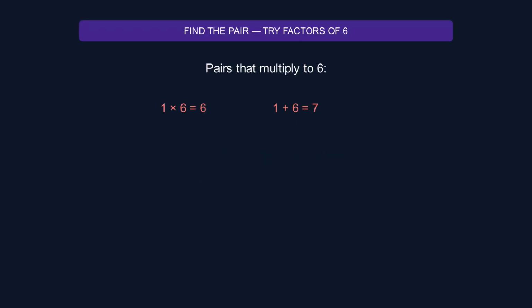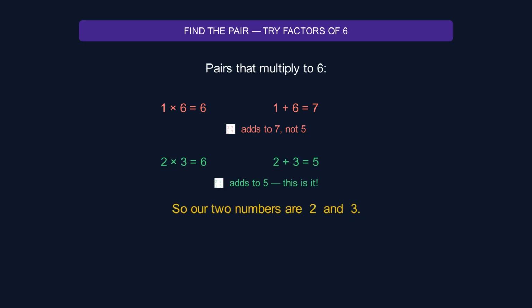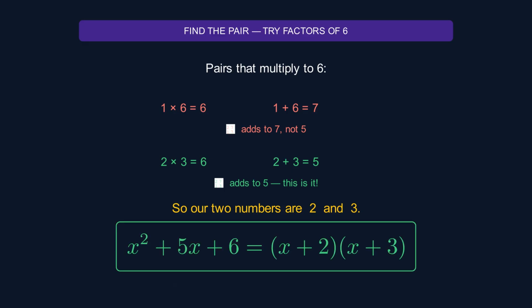When we try 1 and 6, 1 and 6 add up to 7 and not 5, so that is wrong. When we try 2 and 3, they add up to 5, and when you multiply, we get 6, so the two numbers are 2 and 3.